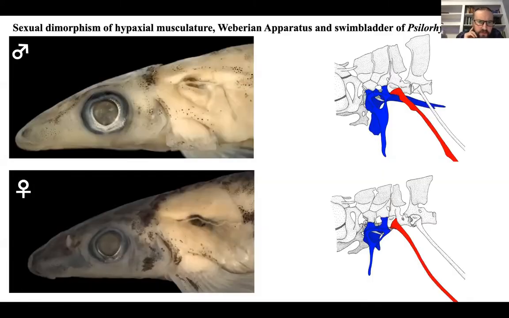If we look at the structures that these muscles are attaching or associated with inside of the body, this is the fifth rib shown here in red, and also part of the Weberian apparatus shown here in blue. So these hypertrophic muscles are associated with hypertrophied parts of the skeleton, but of course only in the male.